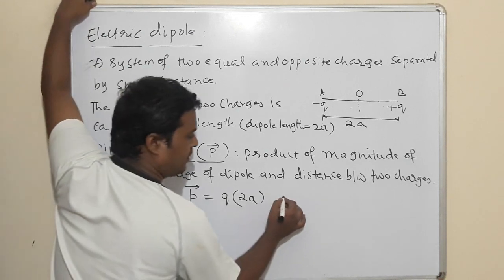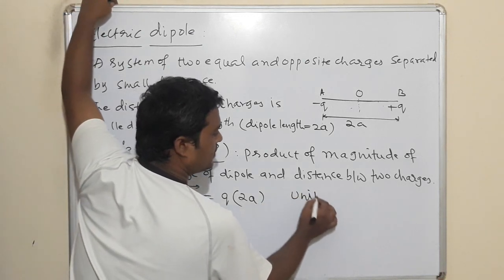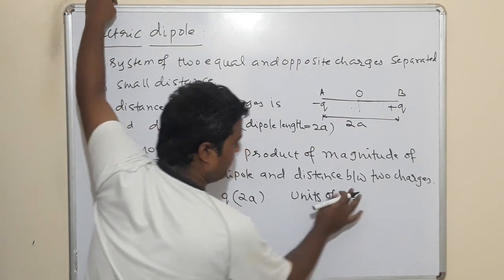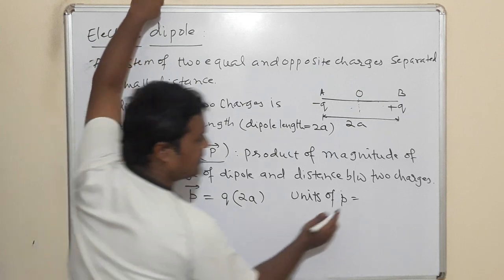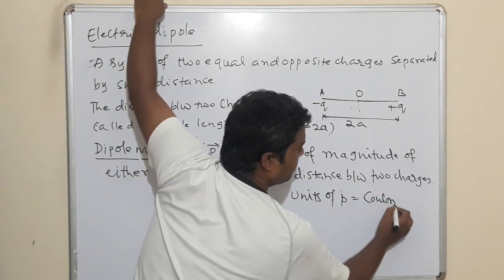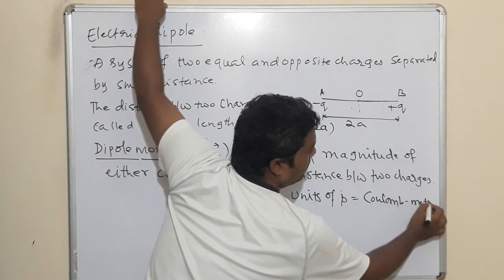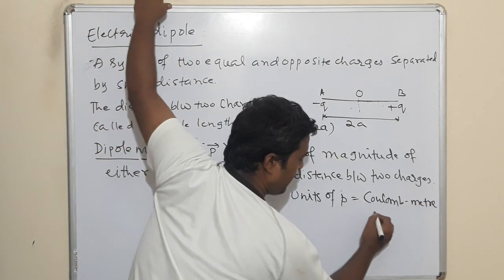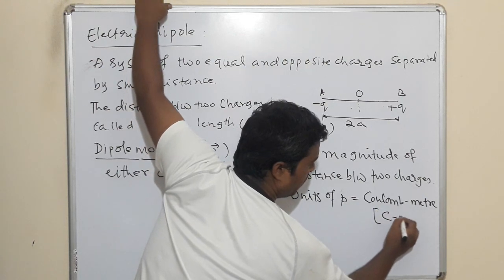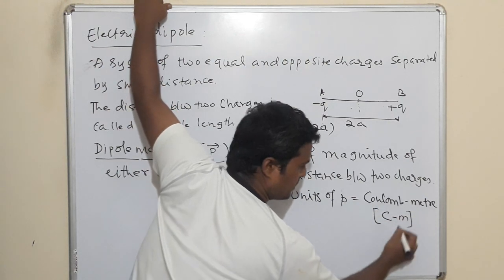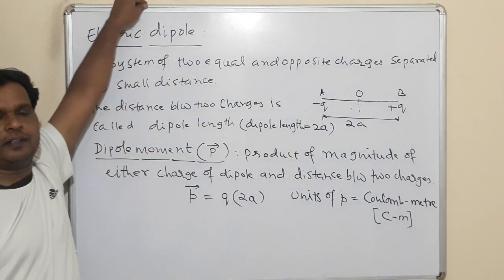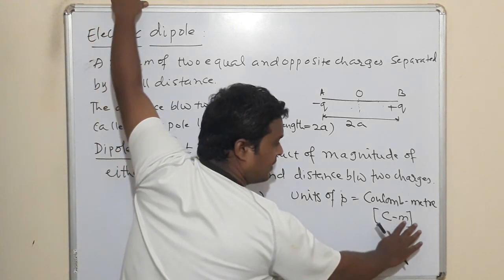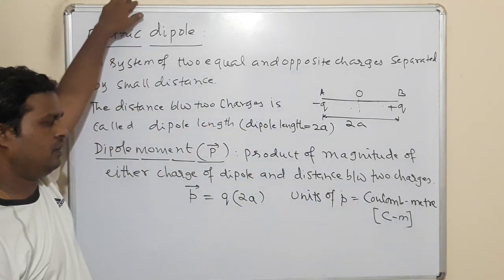From this formula, what are the units of dipole moment? Units of p you can also write. Units of p will be charge multiplied by distance. Then it is Coulomb meter. See, capital C, small m. Don't write it as small c and small m; that stands for centimeter generally. Coulomb meter is the SI unit of this quantity.